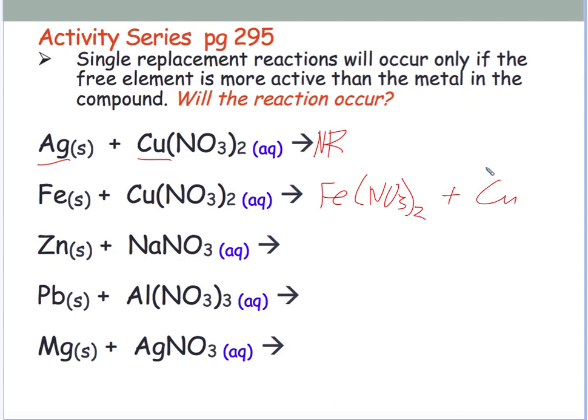Then you'd have to balance if it was different. So let's make it iron 3, and then we'll balance it just to practice. So iron 3 nitrate, I have 2 on this side and 3 on the other side. I need 3 here, and I'll put a 2 on this side, so my nitrates are balanced. I need 3 coppers over here, and I need 2 irons here.